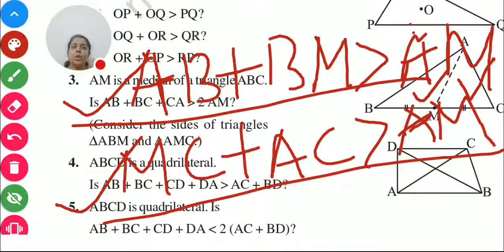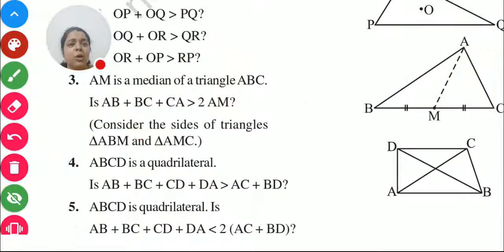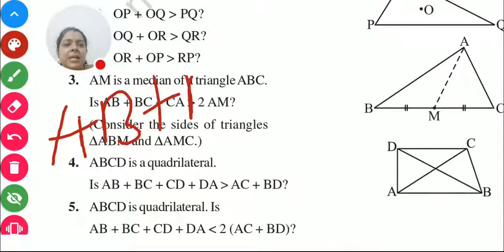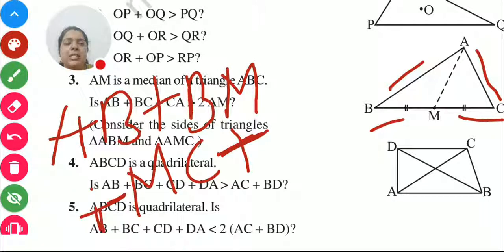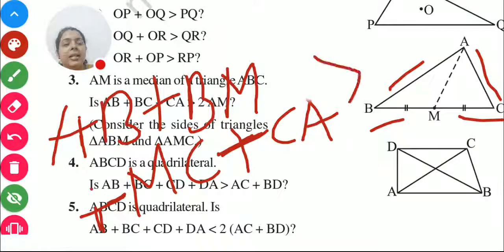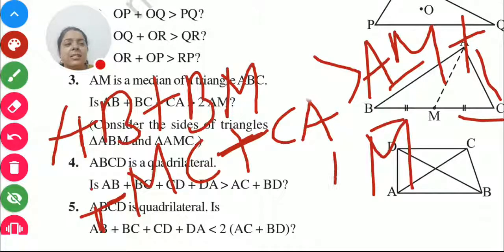I'm going to add these two equations. So let's see how to add these two. Left hand to left hand, right hand to right hand. That only I'm going to do. So what I'll do, AB plus BM. Then again I'll take these two, plus MC plus AC or CA, whatever you say, is greater than, it's not is equal to, is greater than AM plus AM. You can check that, AM plus AM.